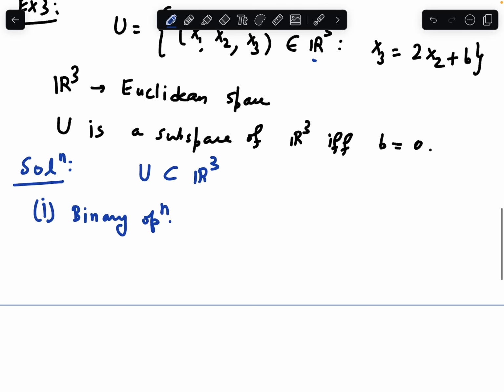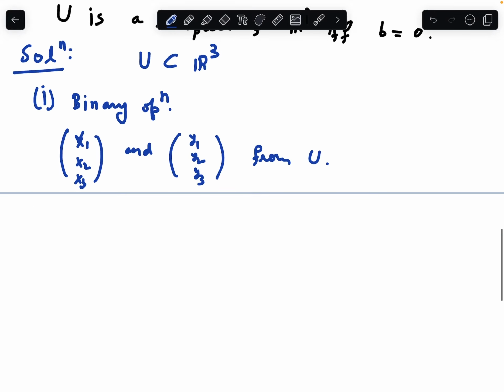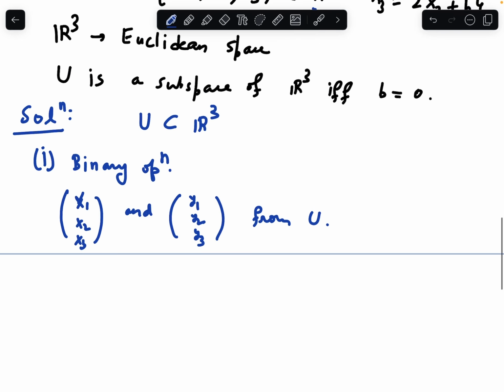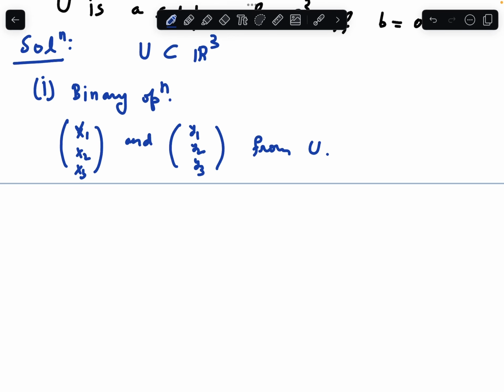So take x1, x2, x3 and y1, y2, y3 from B. Now apply the binary operation of R3 on them. What do you get? You get x1, x2, x3.